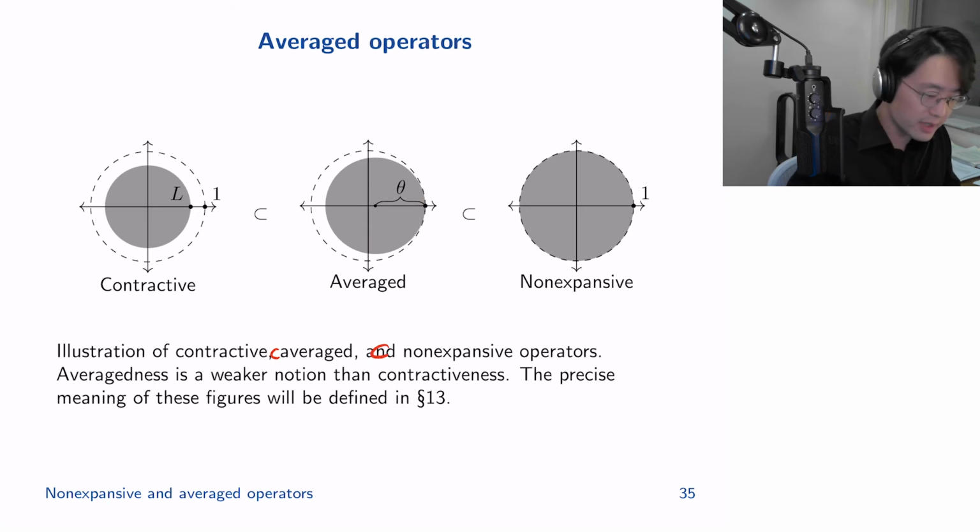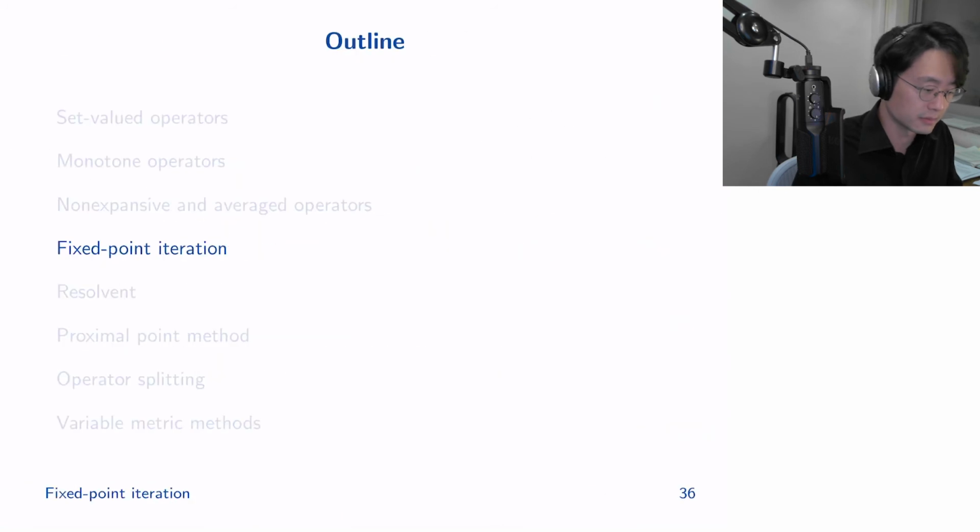Now, these figures actually have a specific meaning. The specific meaning is related to the scaled relative graph, the SRG, and that's a topic that we will discuss more in depth later in chapter 13. All right, let's move on to the fixed point iteration.